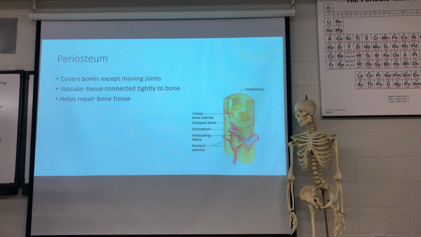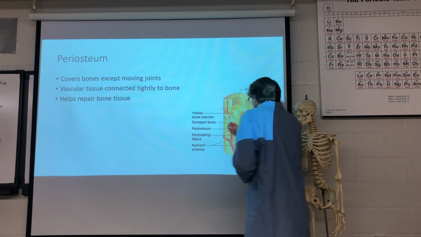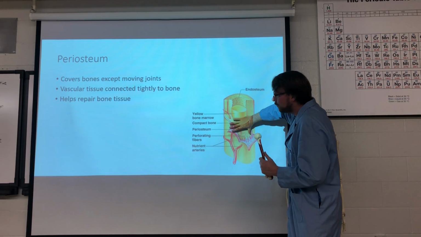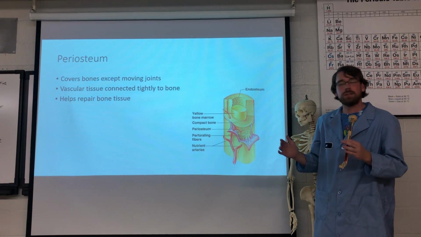On the outside of a bone, there is a periosteum. This covers the bone except for the moving part of the joint, so it covers everything that's not covered with articular cartilage. This is going to be a vascular tissue, so it has a blood supply. It is tightly bound down to the bone. It helps repair bone tissue if it is damaged.